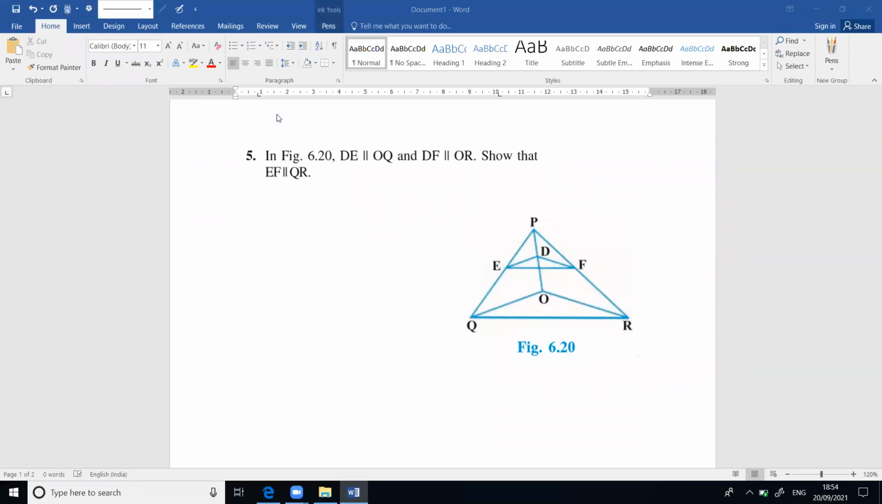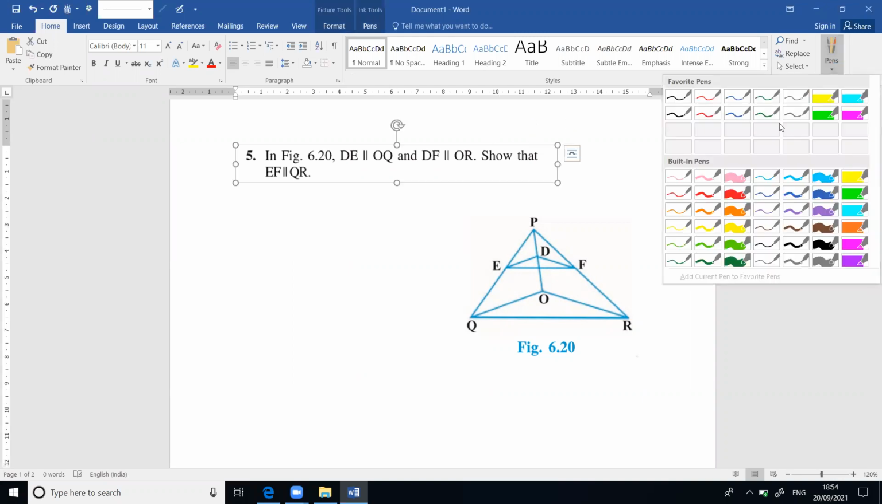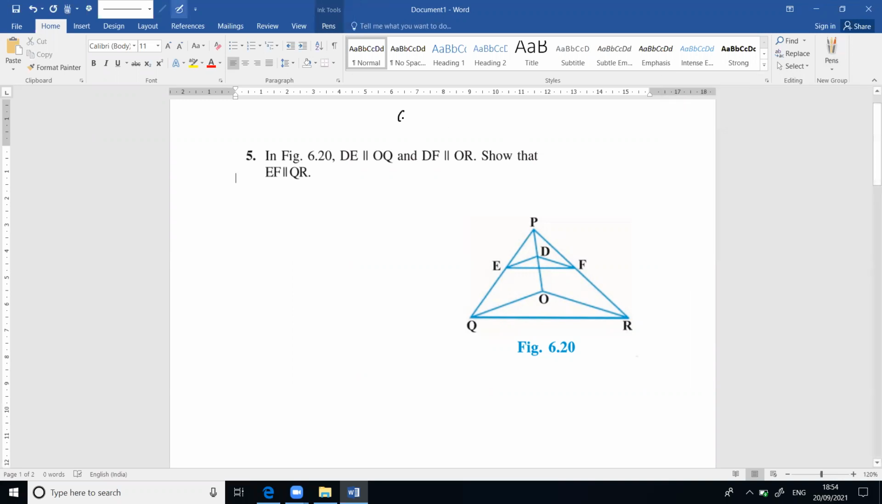So this is problem number 5 from exercise 6.2. Here in this figure 6.20, it is given that DE is parallel to OQ and DF is parallel to OR. You have to show that EF is parallel to QR. So when you see DE is parallel to OQ, you think about triangle POQ.